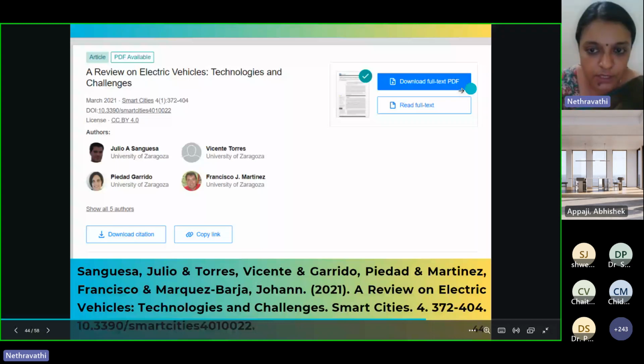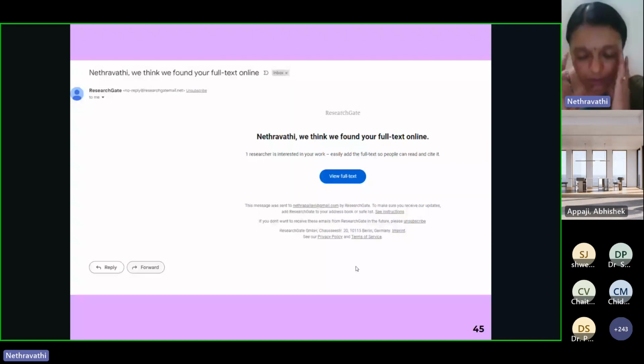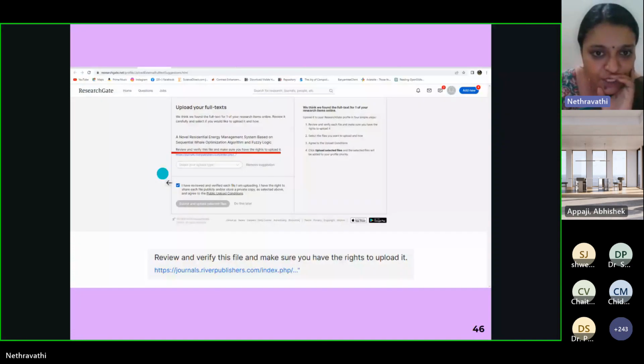So that was about ResearchGate. Recently, a few days back, I received a mail from the same ResearchGate. You can see ResearchGate saying, "Nethravathi, we think we found your full text online." They have found my full text article. Then I clicked on this, and it opened another page where it says upload your full texts. That means they are asking me to upload my full length article here.